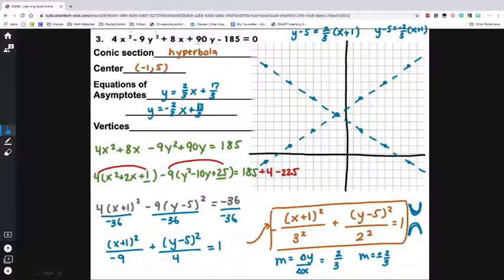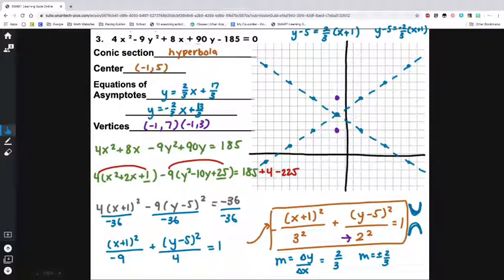All right, last thing is the vertices so that we can actually sketch the graph of this hyperbola. So we know that the hyperbola is opening up and down. So we take a look at the positive term. Y is positive. The denominator of the positive term is 2. Start at the center, move up 2, and move down 2. Those are the vertices. Okay, so our vertices are (-1, 7) and (-1, 3).